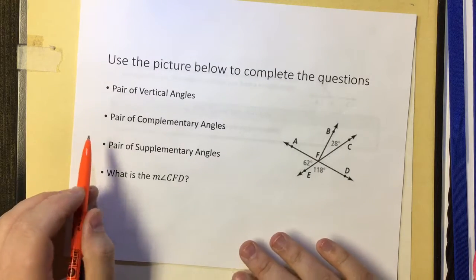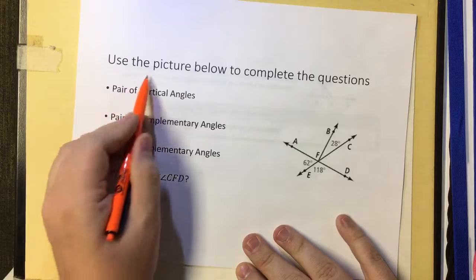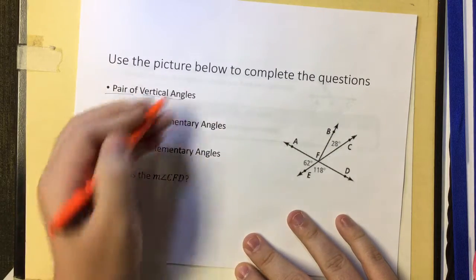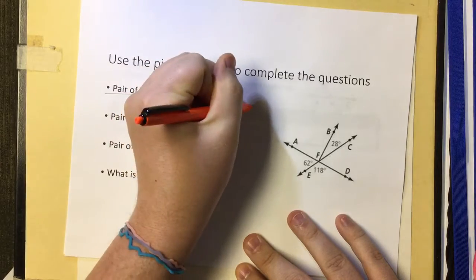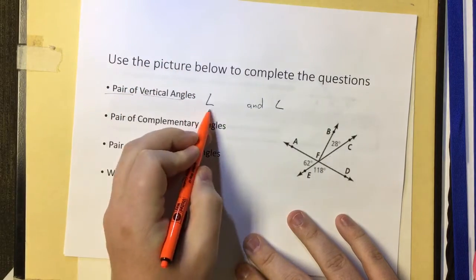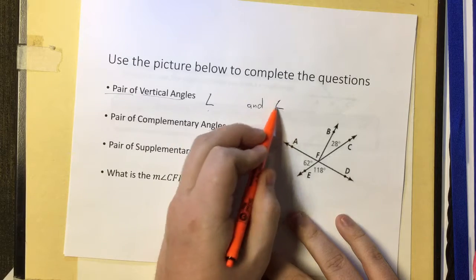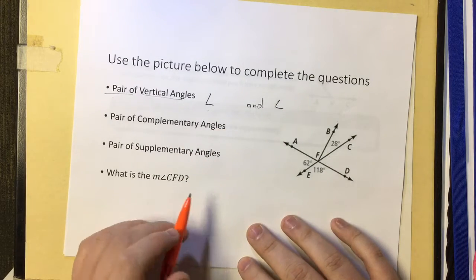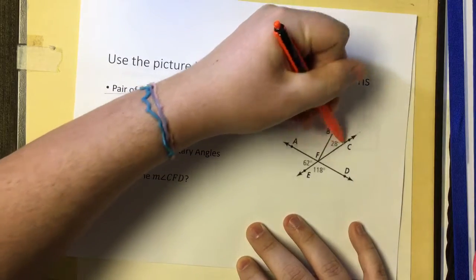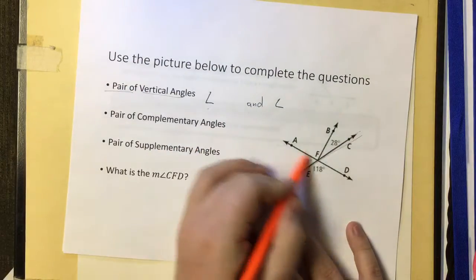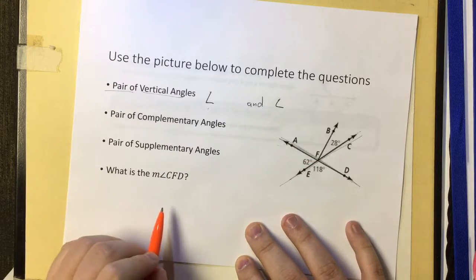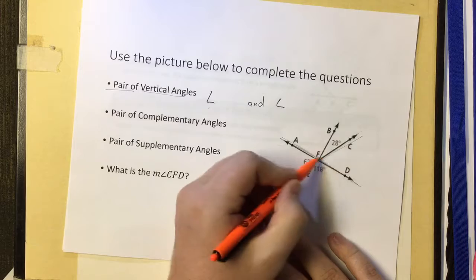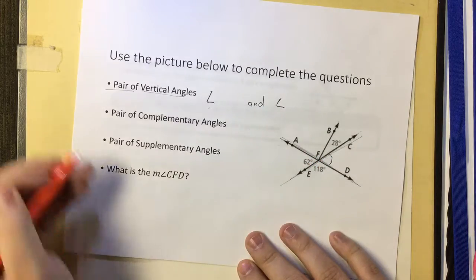All right, so let's just do a little bit of practice. We want to name a pair of vertical angles. A pair means I have to have two different angles. So I'm going to write angle, leave room for some letters, and angle, I'll write the other letters. I need to find two lines that cross each other. Right here I see one line and another line crossing each other.